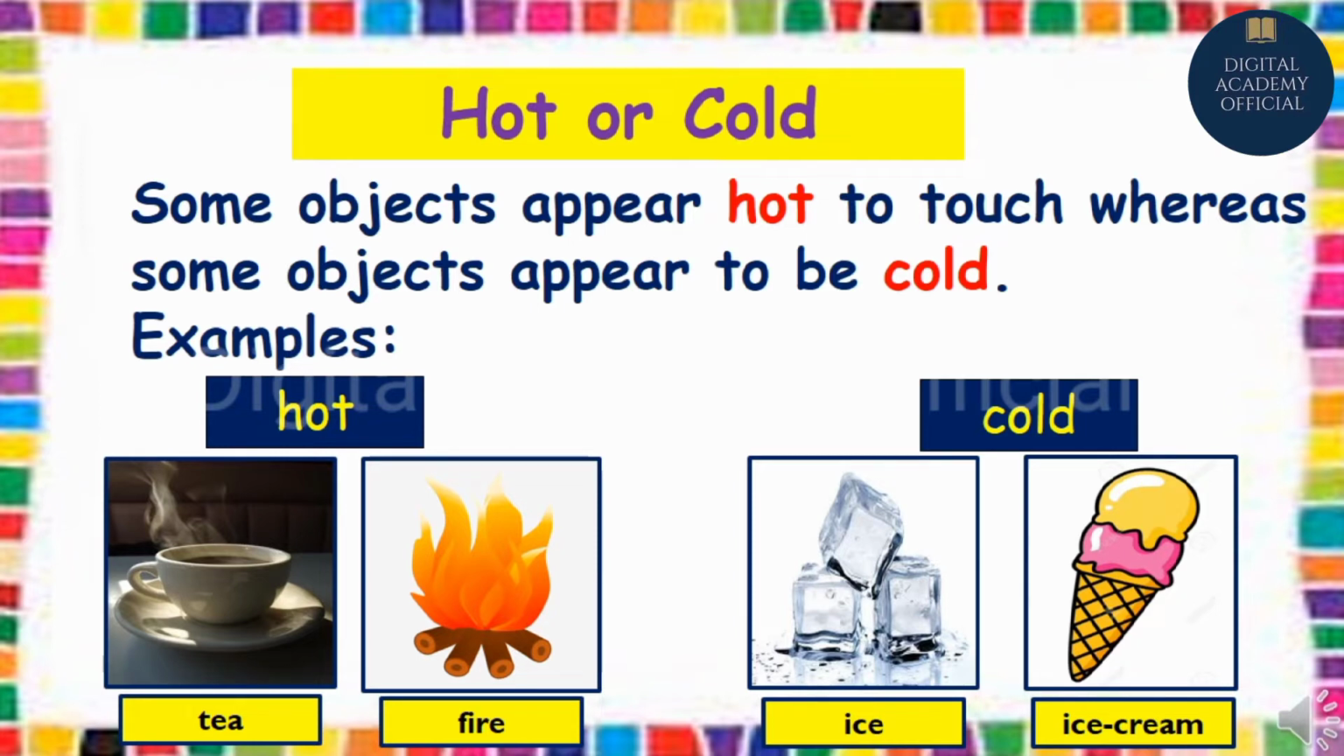And what about cold objects? The ice in your freezer. Have you tried holding an ice cube in your hand for a long time? Ooh, your fingers start getting numb, don't they? And ice cream also. When you hold ice cream, your hands also become cold and you can feel that it's very cold, isn't it?